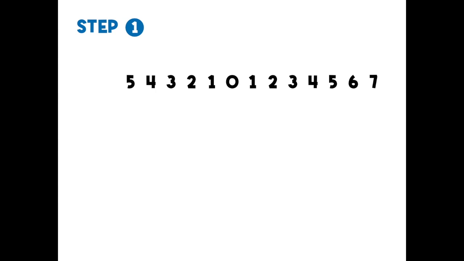Okay, step one, nice and easy. We're going to put a 0 in the centre of the page like this. Then we're going to write the numbers 1 to 7 to the right of the 0, like this. And then, a bit like a mirror image, we're going to write the numbers 1 to 7 on the other side, like this. Okay, step 2, we're going to label the two sides of this chart. So the side on the left is going to be for flats, and the side on the right is going to be for sharps. The 0 in the middle is obviously neither because it's 0.